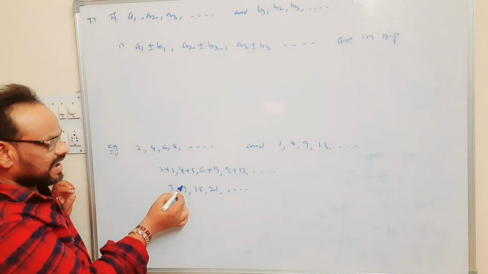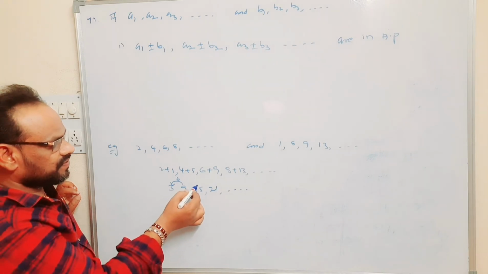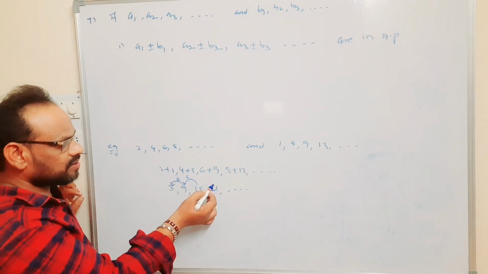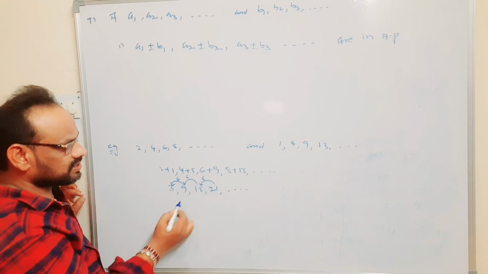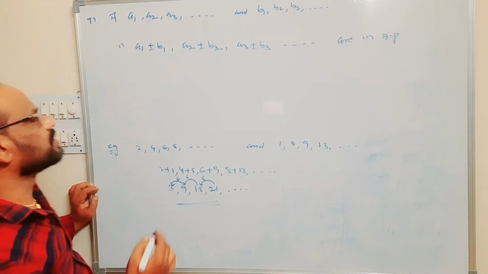Observe here, 9 minus 3, how much? The gap here is 6. 15 minus 9, the gap is 6, and 21 minus 15, the gap is 6. So clearly it is in arithmetic progression.